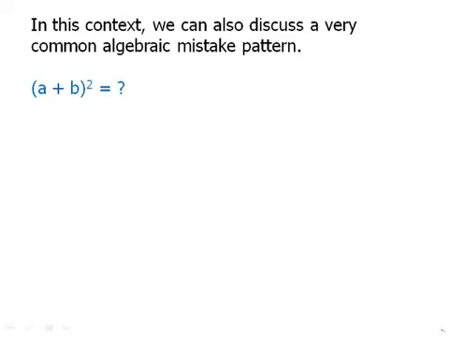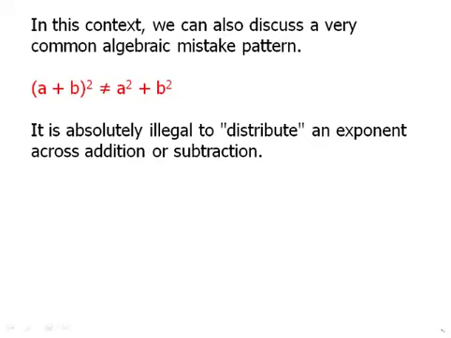If we have a binomial squared, many people are going to be tempted to say a plus b quantity squared equals a squared plus b squared. They're going to be tempted to distribute that exponent, and that is 100% incorrect. It is absolutely illegal to distribute an exponent across addition or subtraction. We can distribute multiplication across addition or subtraction. That's the distributive law. We cannot distribute an exponent.